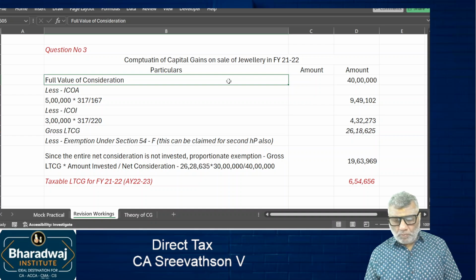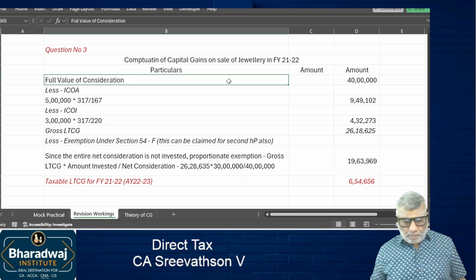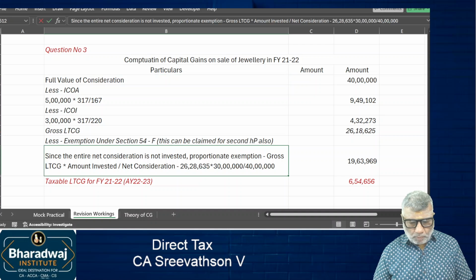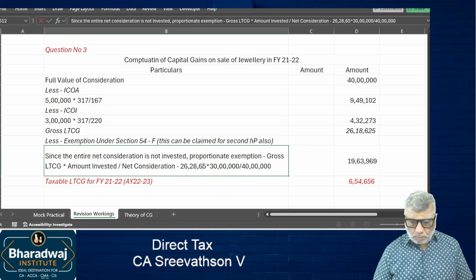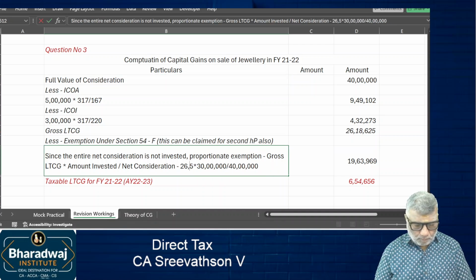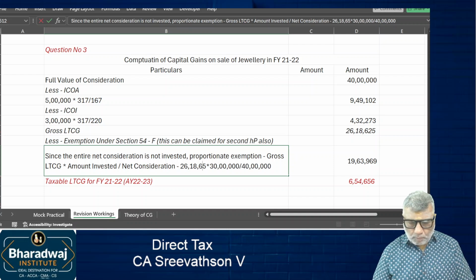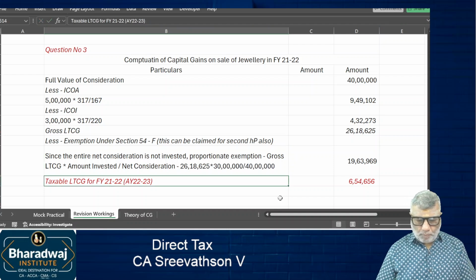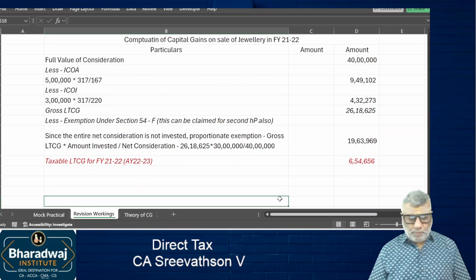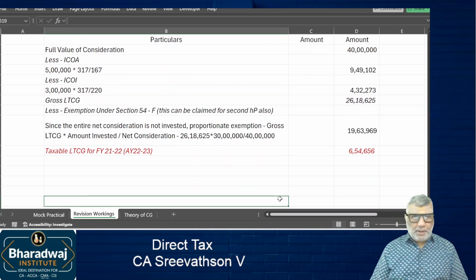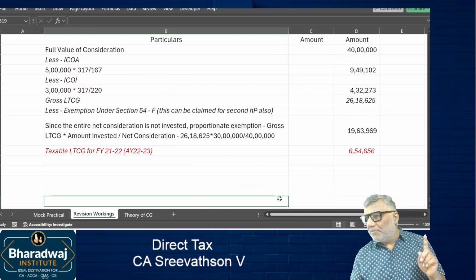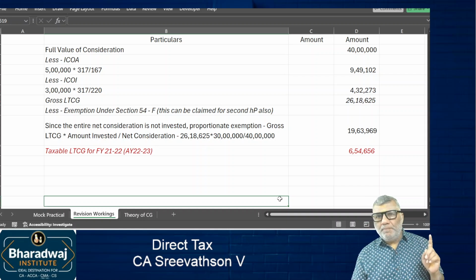Here, exemption computation, the gross LTCG amount. Correct? You are all understanding, friends? You are all understanding? Okay.